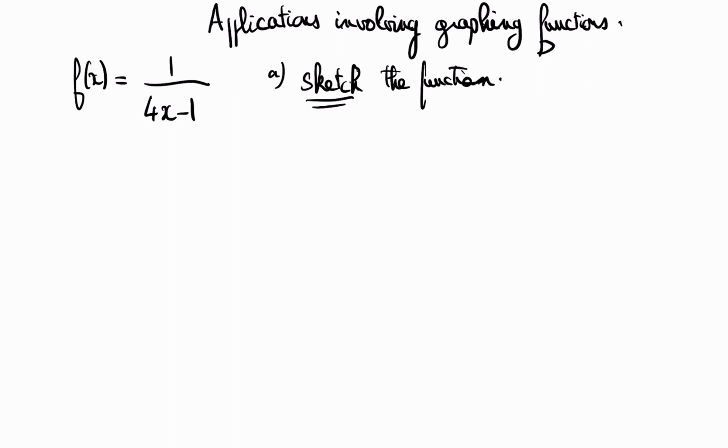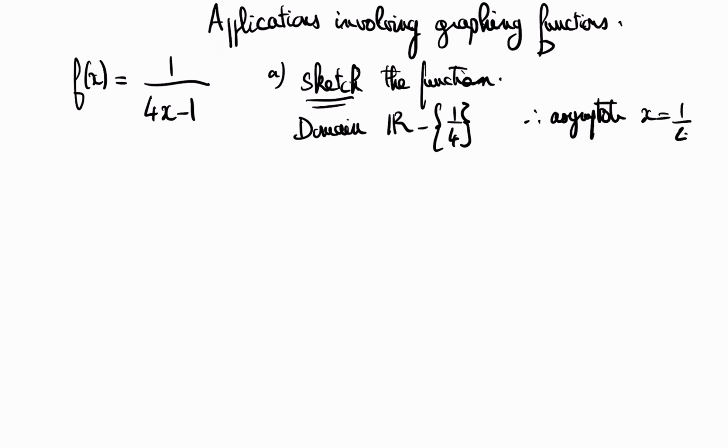But before sketching the function, the domain is R minus {1/4}, because we couldn't calculate the value of the function when x equals 1/4, as the denominator is equal to 0. So that means that there is an asymptote, which is x equals 1/4.